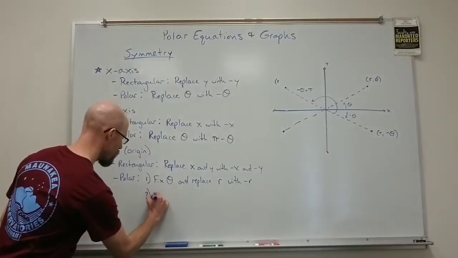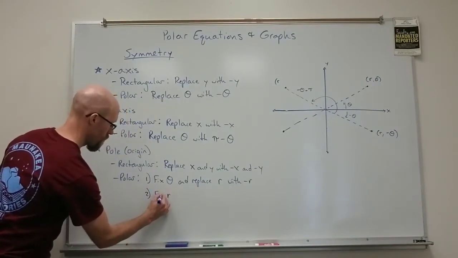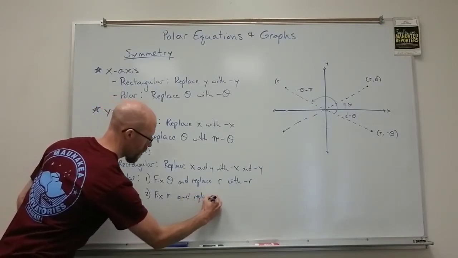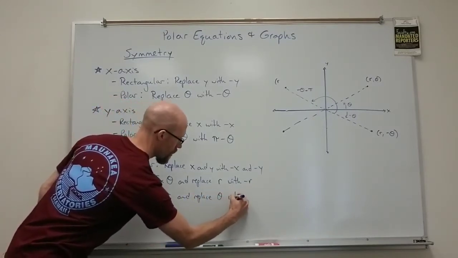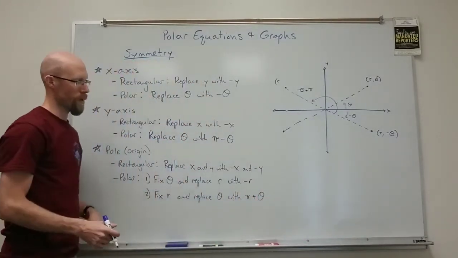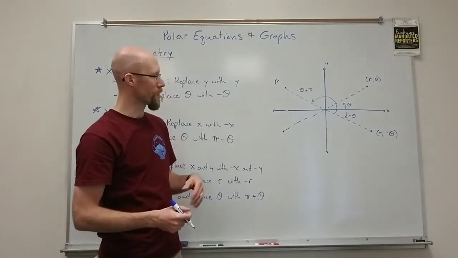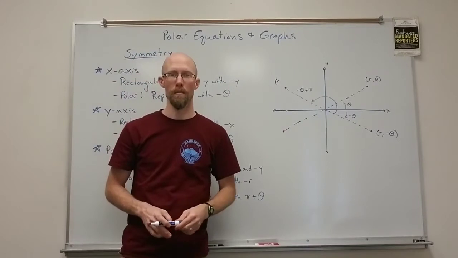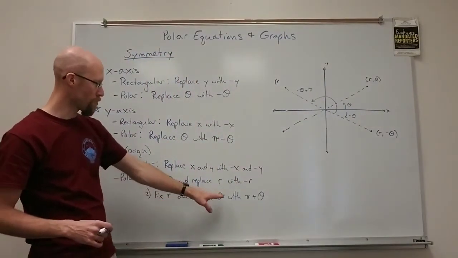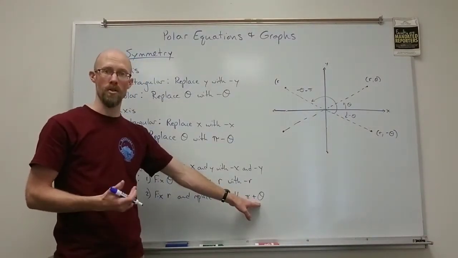So option number 2 is to fix r and replace theta with pi plus theta. So you add 180 to the theta to get the symmetric point. And again, that's true for any point on the plane. And if you fix the r and replace theta with pi plus theta, you should again get the exact same equation that you started out with.